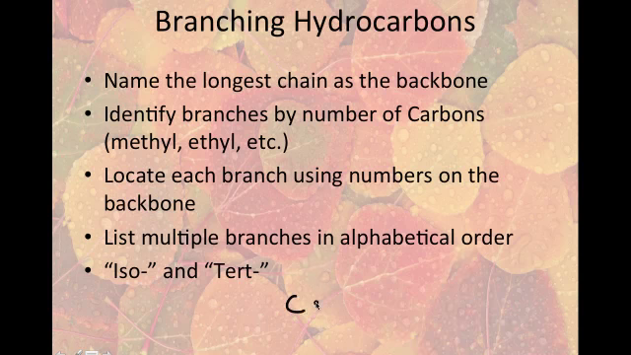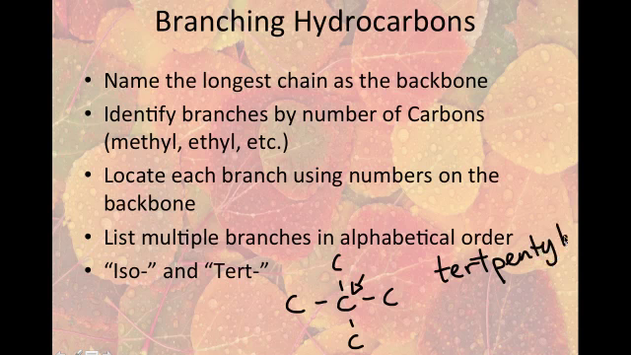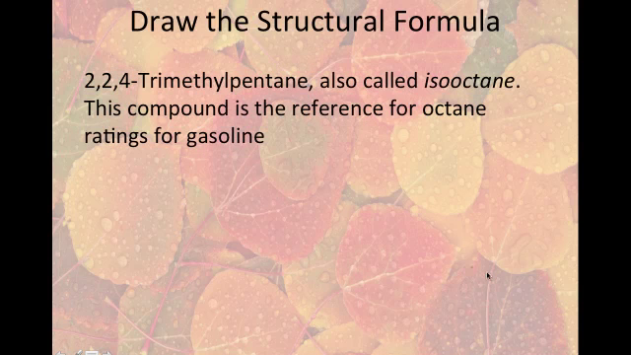So I could have something like this, where now I have 5 carbons all arranged in a circle around this central guy. So this is called a tert pentyl, because I have 5 carbons, but they're in sort of a cross. So they're all attached to that same central thing. That's kind of the old-fashioned way of naming this.